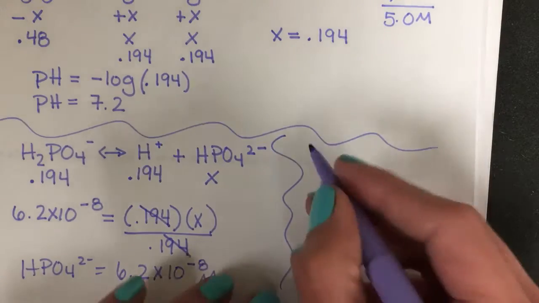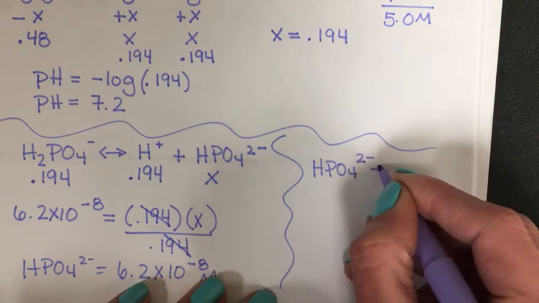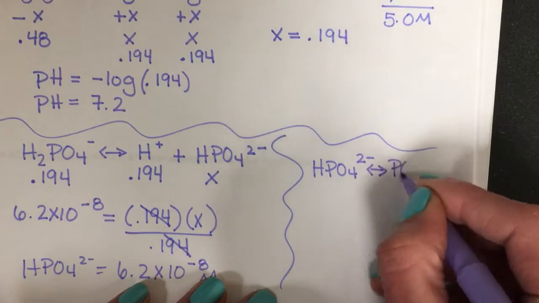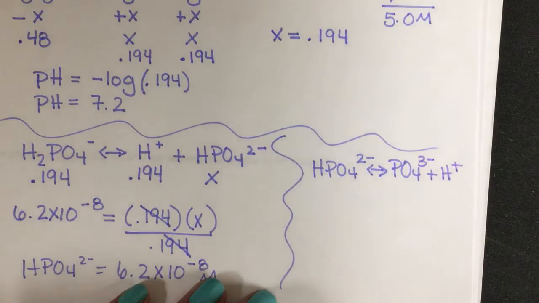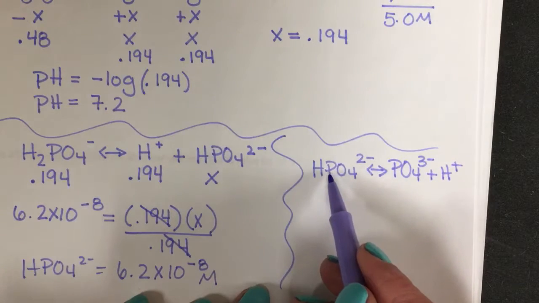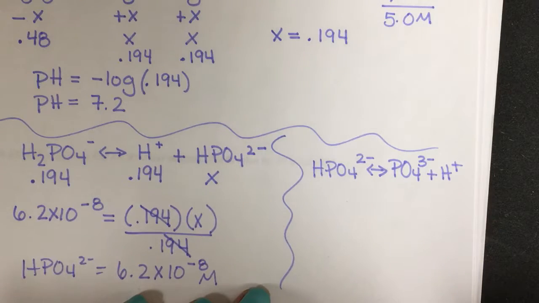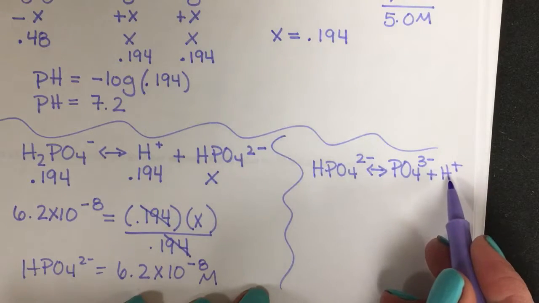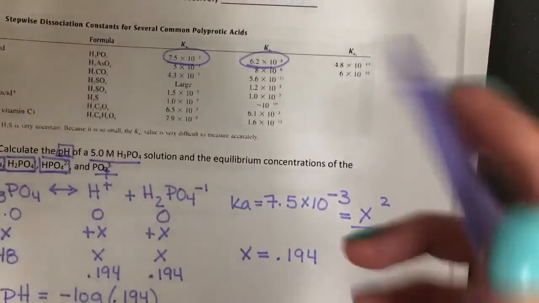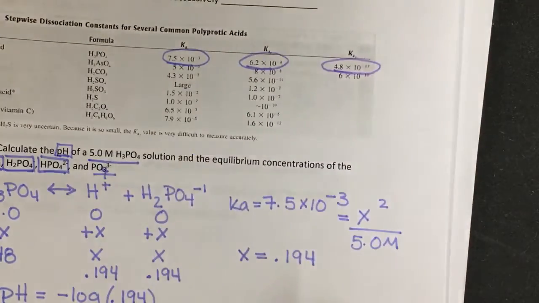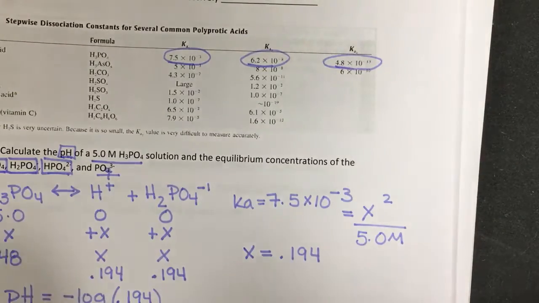So you're going to have HPO4 2 minus breaking into PO4 3 minus and H plus. You know your initial concentration of HPO4 2 minus. We just calculated it in the last problem. We know the concentration of H plus. We calculated it in the first problem. And use your Ka3, which is 4.8 times 10 to the negative 13th.